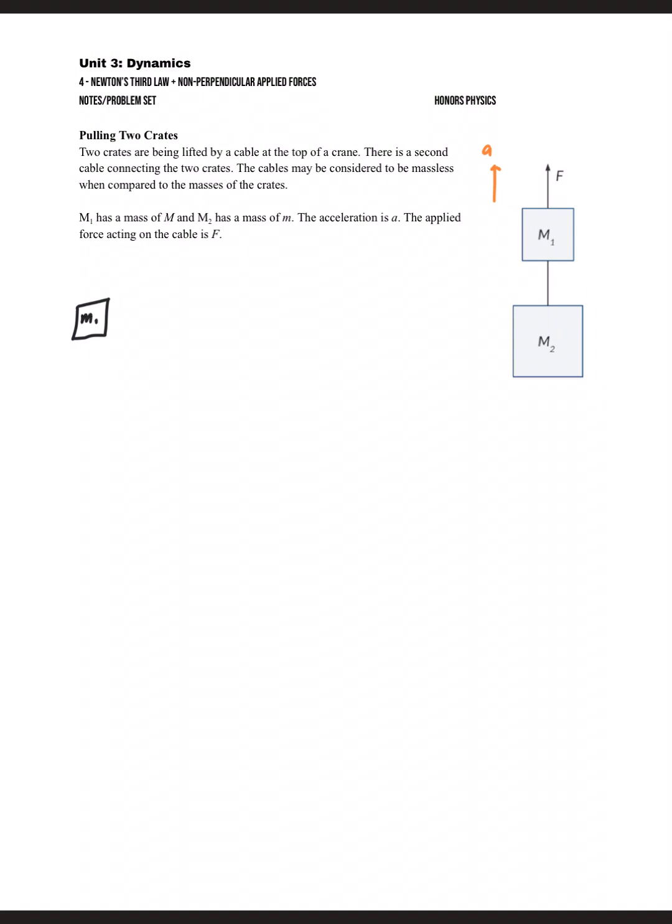This is mass 1. Mass 1 has the force being pulled up on it. And mass 1 has two forces acting in the downward direction. It has the tension in the string connecting the two things, and it has the force of gravity, Fg1, pointing down on it also. Once again, remembering that the acceleration is pointing upwards.